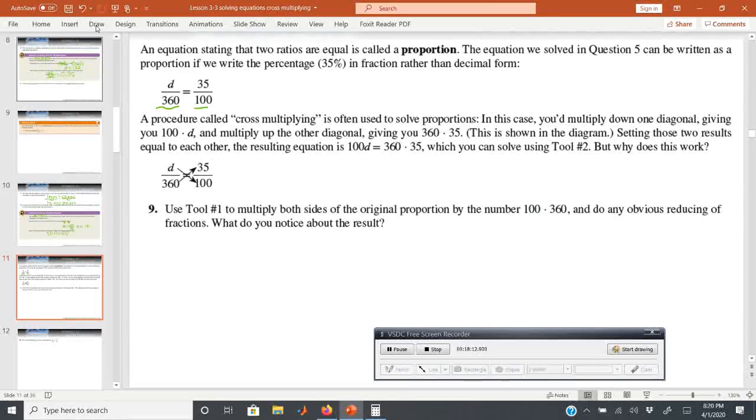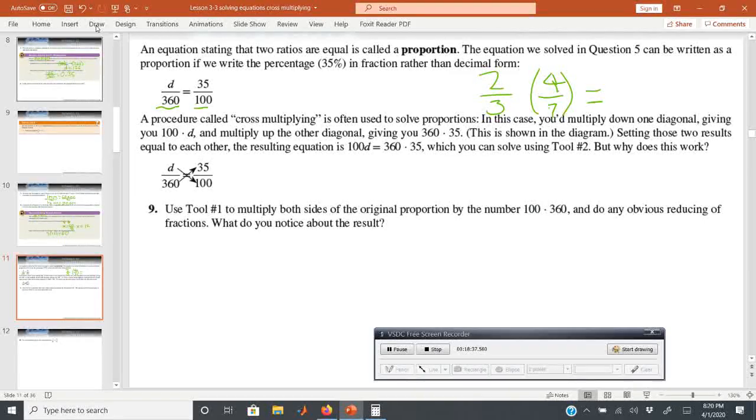And you might have guessed we're going to kind of go on. We've decided we can multiply both sides of an equation. We can divide both sides of an equation. So we're going to work with that a little bit more. So talking really quickly about proportions before you get to question 9.